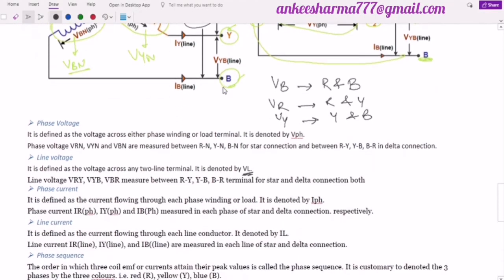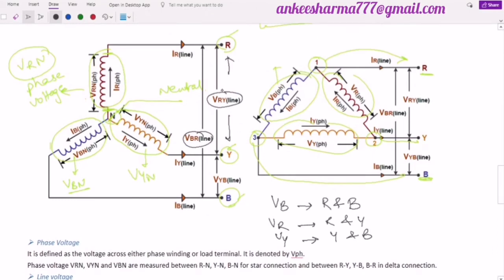Third one is the phase current, and similar to this will be the line current. Now, if you look at this diagram in the delta connection, I have here a current IB. This is the current that is flowing through this coil, the blue coil. So this will be my phase current. The current through the coil will be the phase current, and the voltage across the coil will be the phase voltage. So this is my phase current, right? Similarly, for the yellow coil, the phase current is IY, and for the red one it is IR.